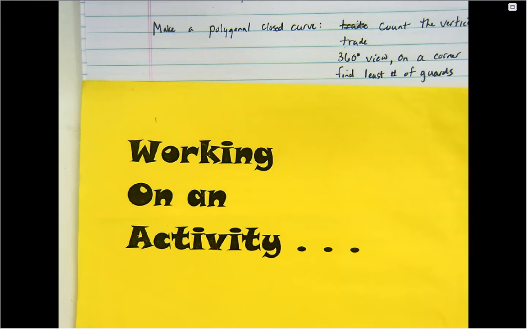I'll let you do the writing. This is mine, and she did mine, and I did hers. Okay. So she had 7 vertices, and then she determined I have 7 vertices, 3 guards. Yes. I think we can get this one down.